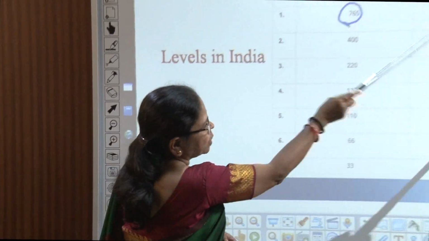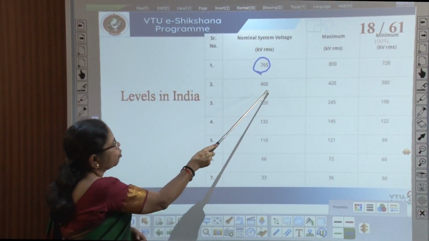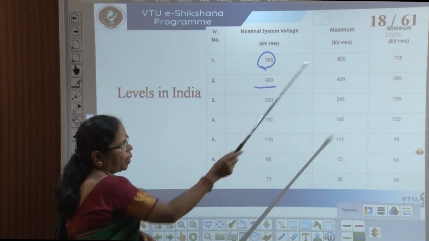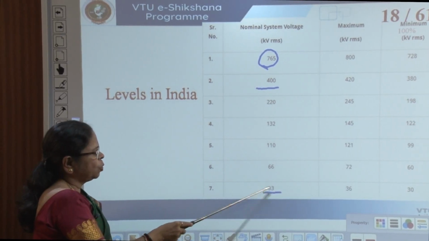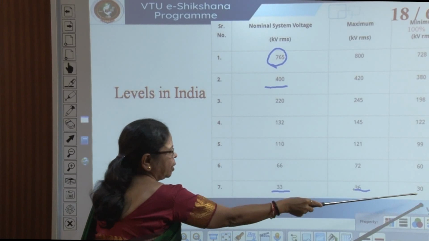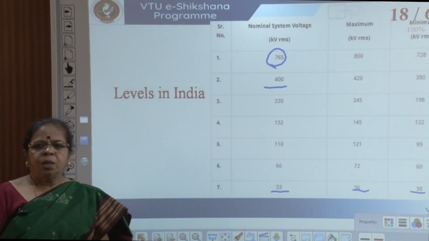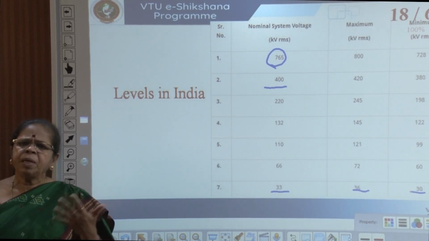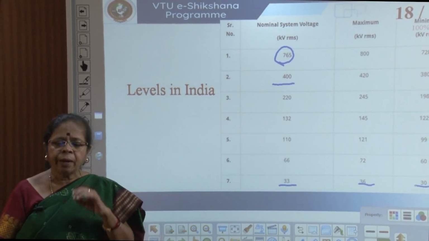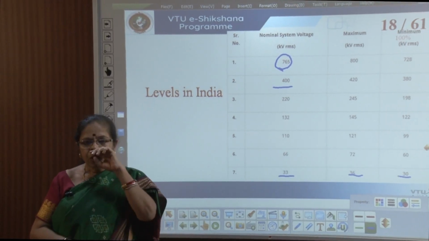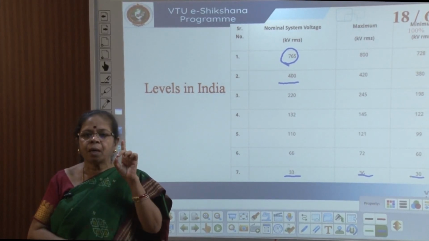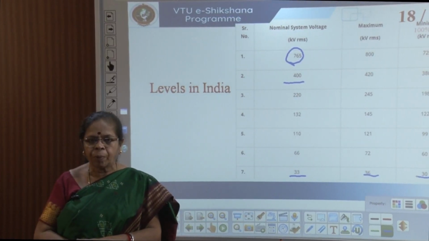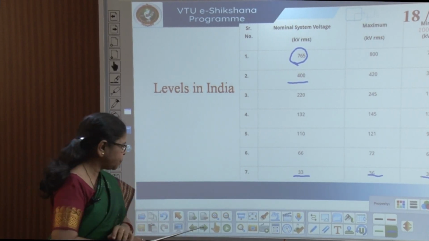So if you have 765, then you can vary from around 800 to 728 kV. For 400 kV lines, from 420 to 380, and so on. And for 33 kV lines, you can go from around 36 to 30. So this is prescribed in every country: what is the deviation permitted. The different operators of the system have to ensure that this is adhered to. Otherwise, we cannot operate the system.